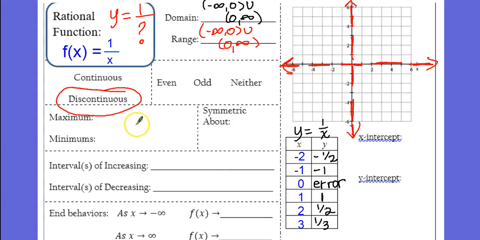Okay, is it even, odd, or neither? Let's do the test. The f of negative x is equal to 1 over negative x. Simplify. Yeah, positive divided by negative is negative. This is opposite of that. Therefore, it is odd. Whatever I graph in quadrant 1, I'm going to graph corresponding in quadrant 3 because they got to go 180 degrees.